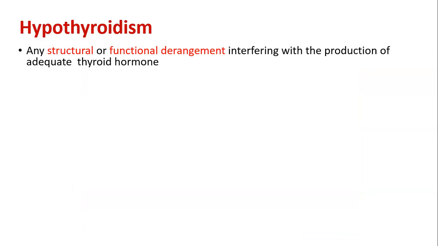Okay, this is about hyperthyroidism, thyrotoxicosis, and we talked about Graves' disease in that. Moving on to hypothyroidism. Any structural or functional derangement interfering with production of thyroid hormone ends up in hypothyroidism. What is hypothyroidism? Reduced levels of T3, T4. And what happens to TSH in hypothyroidism?